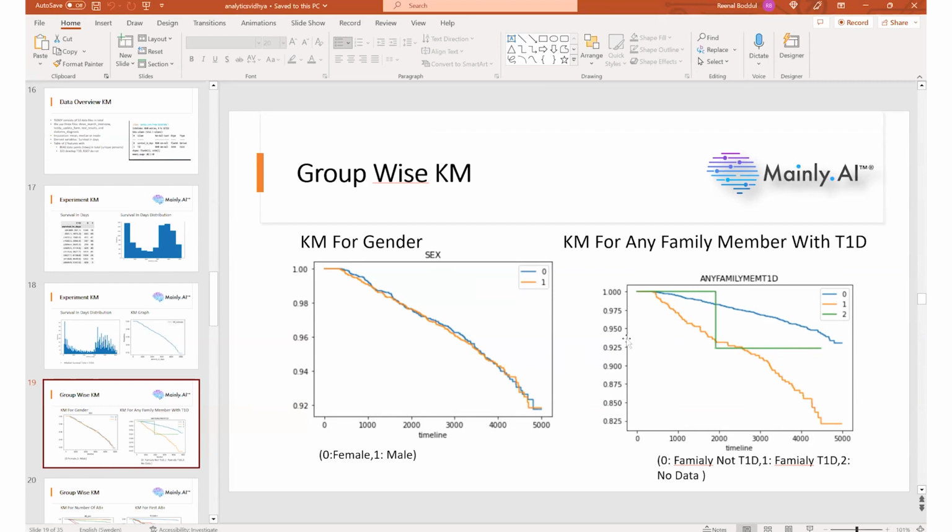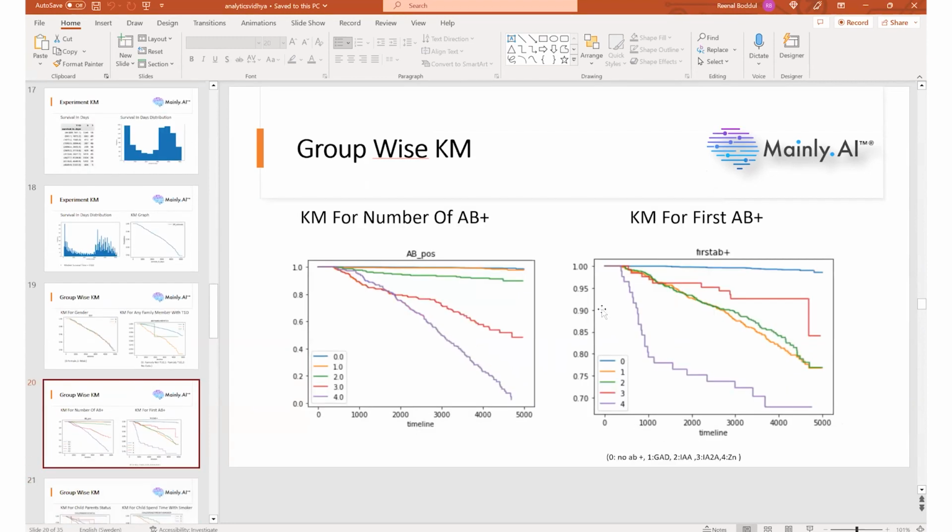These changes we can see from this Kaplan-Meier survival graph, and we have checked other different groups as well. There is the number of antibodies positive. A person may have 0 antibodies positive, 1, 2, 3, or 4 antibodies positive. The purple line is the group of persons who have 4 antibodies positive. Definitely their survival probability is less than the others, dropping to 80%.